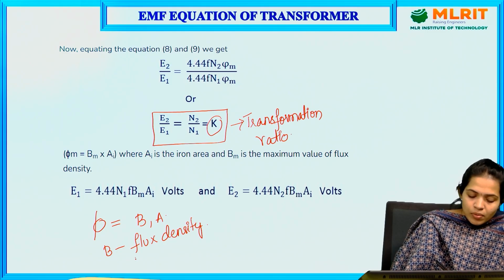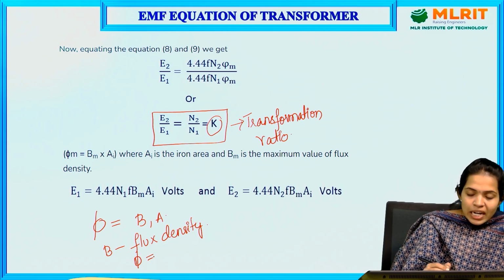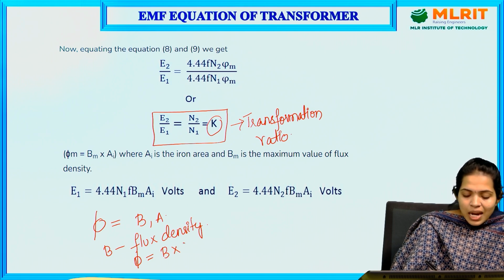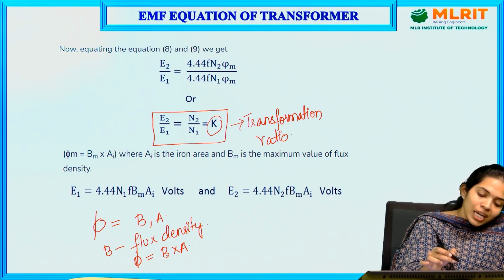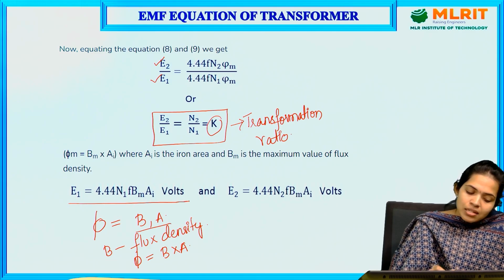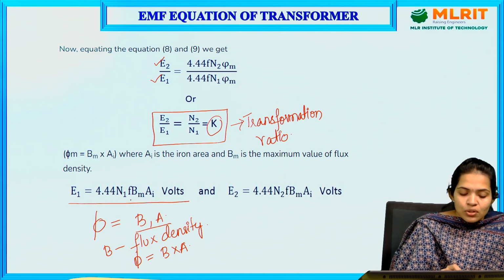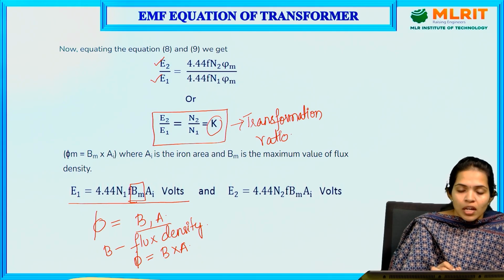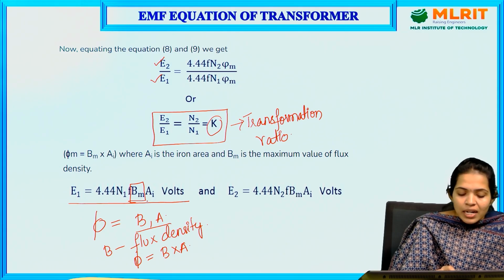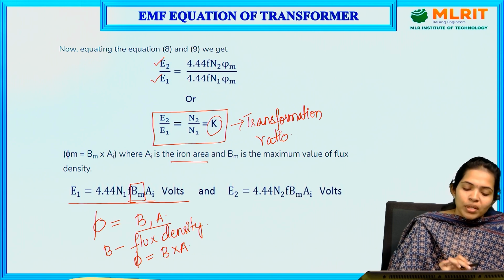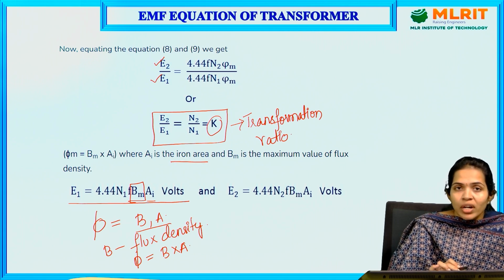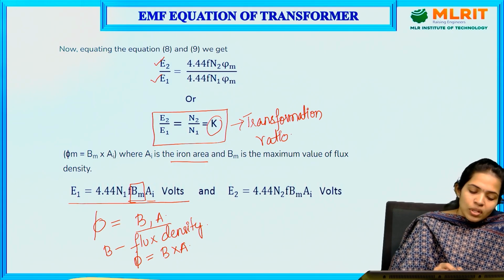The relation for flux in terms of magnetic flux density and area of cross section is phi equals B into A. So when we further write these equations for EMF E2 and E1 in terms of B and A, we get the relation E1 equals 4.44 into N1 into f into Bm. Bm is nothing but the maximum flux density in the primary winding of the transformer, and Ai is nothing but the area of cross section up to which the primary winding is wound on the magnetic core.